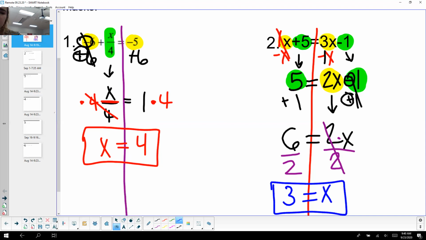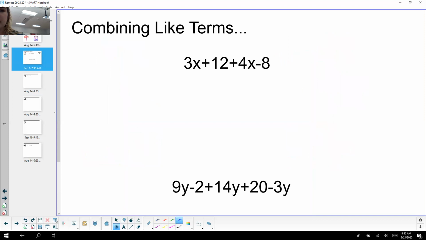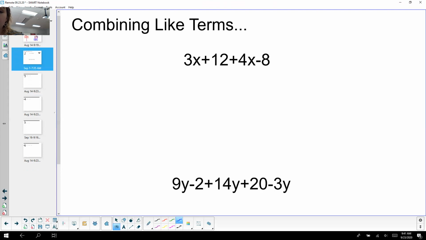All right, and this is just a little bit of two-step equation review and variables on both sides review. Next, I wanted to review with you guys combining like terms. So if you're taking notes in your notebook, go ahead and write down combining like terms.